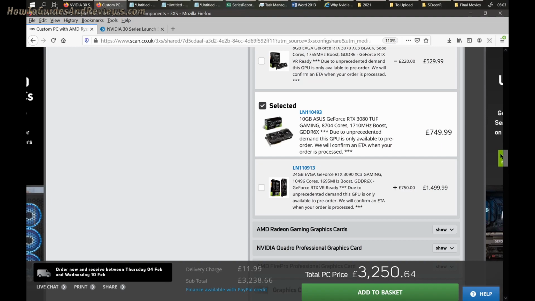Now my current computer is from Scan as well. It cost £2,500 6 years ago, and it's still working fine. It will make a great student computer. That's what I'm going to do with my existing one when I get this one. Anyway, that's the graphics card.